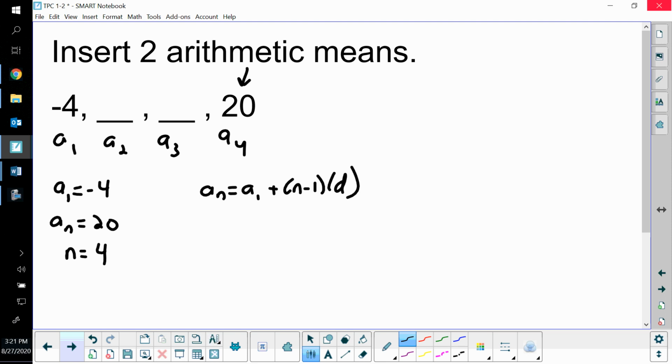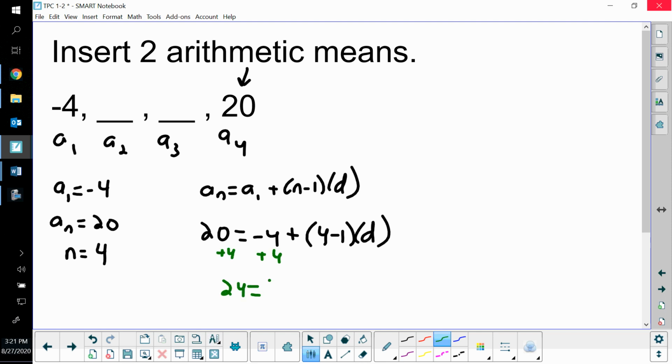So if we fill in what we know, the AN is 20, A1 is negative 4, we'll have 4 minus 1 times d. We can add the 4 over to give us 24 equals, that'll become 3d when we do 4 minus 1. And if we divide both sides by 3, we will get d equals 8. Now just note, that's not your final answer. That just tells you what you add on each time.